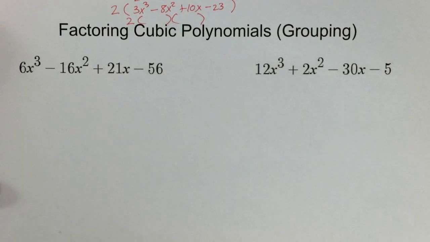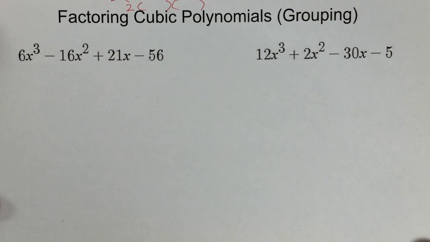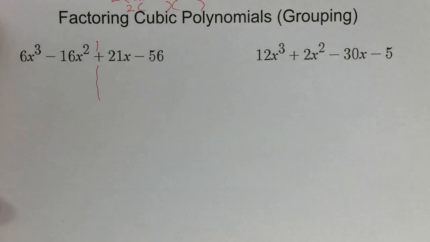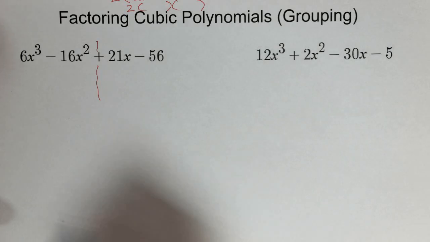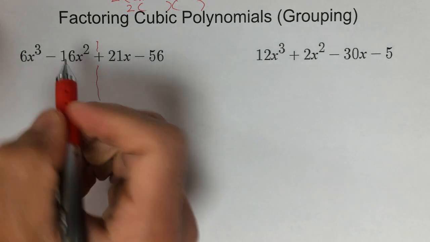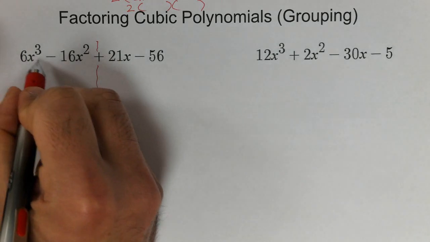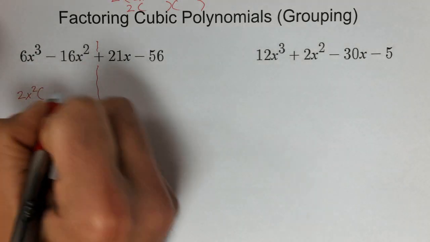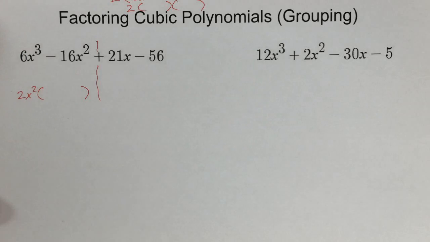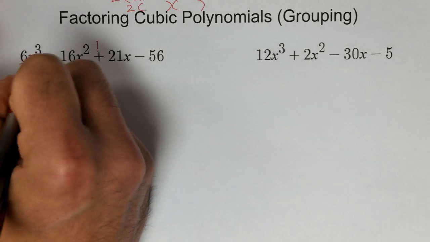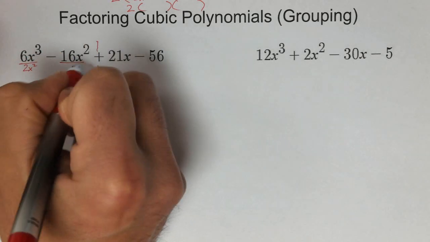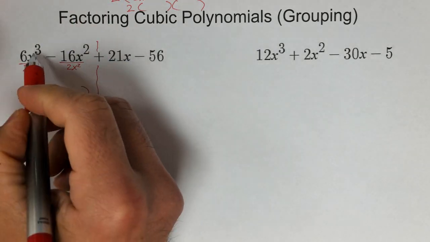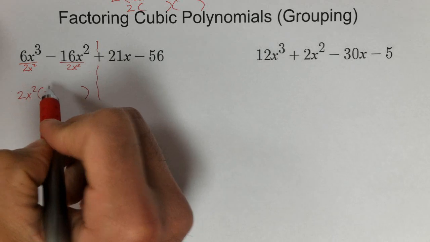All right, back to our examples. I'm going to divide this into 2 parts, the left side and the right side. Group 1, they both are even numbers, so they're both divisible by 2, and they both have at least x squared in both of them. So when I divide by the GCF, 6 divided by 2 gives me 3, and then x cubed divided by x squared gives me x.